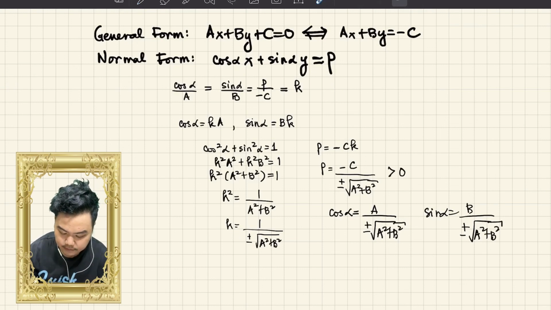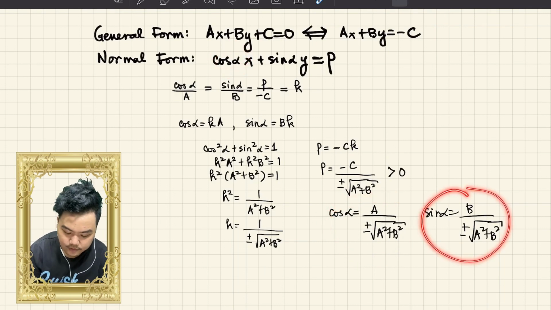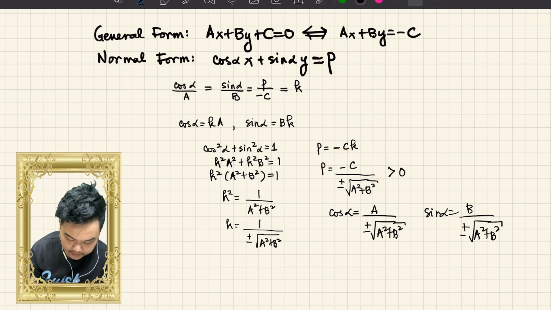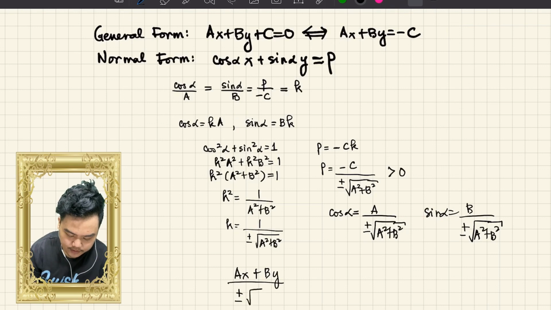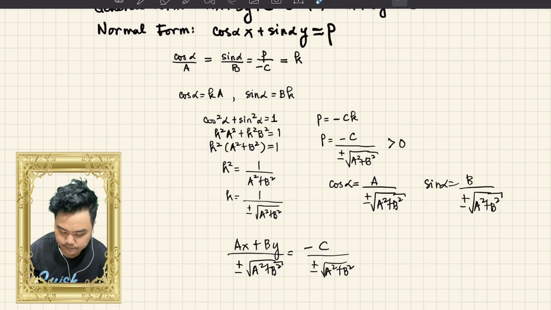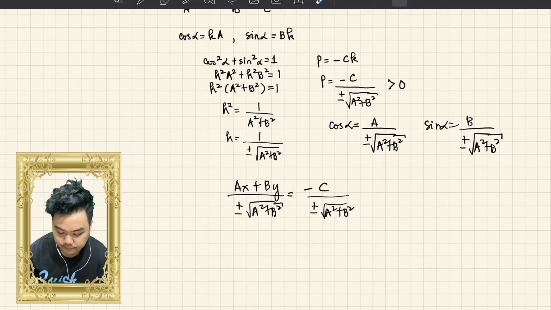So, pag pinlug in mo ito dito, at ito naman dito, you will get yung normal form na ax plus by plus minus square root ng a square plus b square equal to negative c plus minus square root ng a square plus b square, where the sign of this must be positive.